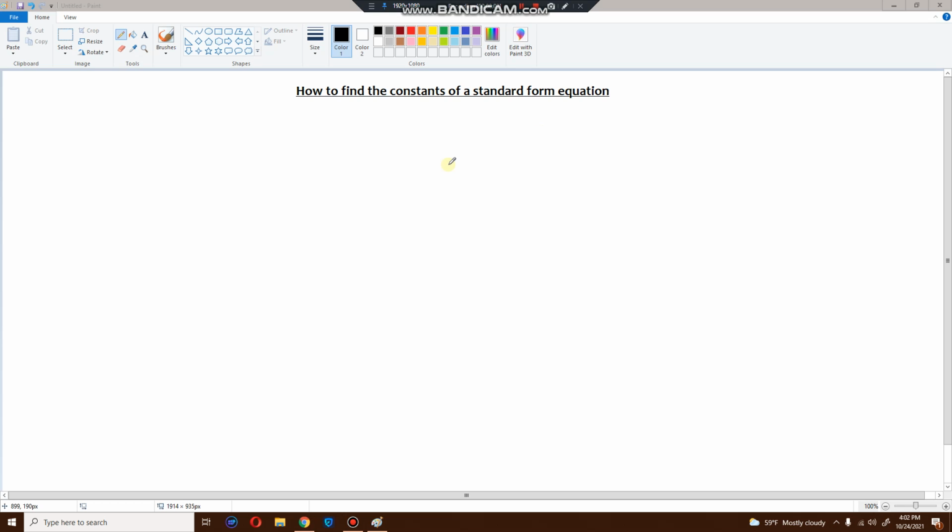Today I'm going to show you how to find the constants of a standard form equation. First things first, we've got to tell you what a standard form equation is, and it looks like this: ax plus by is equal to c, okay? And basically the constants are the letter a, the letter b, and the letter c. The kids have to identify the values of these three constants, these three letters, in a standard form equation. I'm going to show you in this video how to do that.